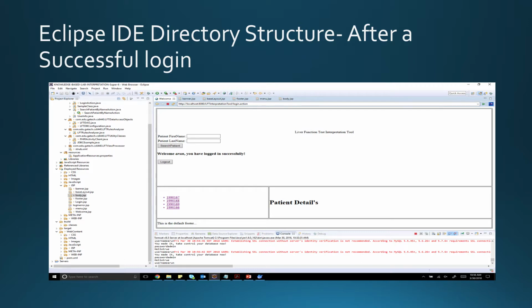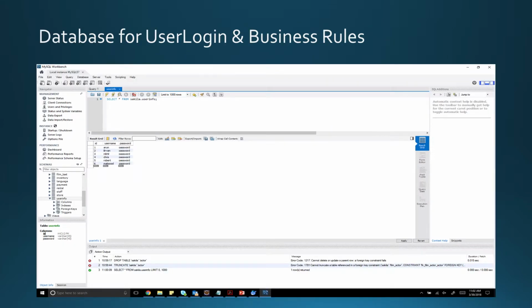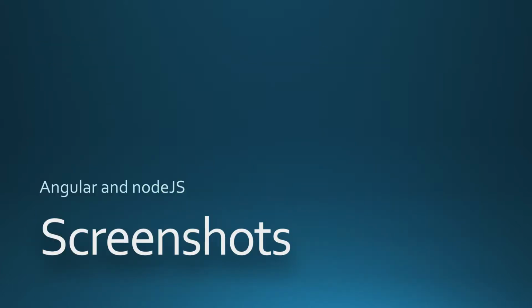Here we see the page that you'll be redirected to upon a successful login. This page allows you to search for patients, select a patient from the search results, and then to see the details of that selected patient. What you see here is a screenshot of our database table that contains user login information. This database will also contain the rules as defined by Dr. Park. Now we'll go through some screenshots of the Angular and Node.js version of the system.